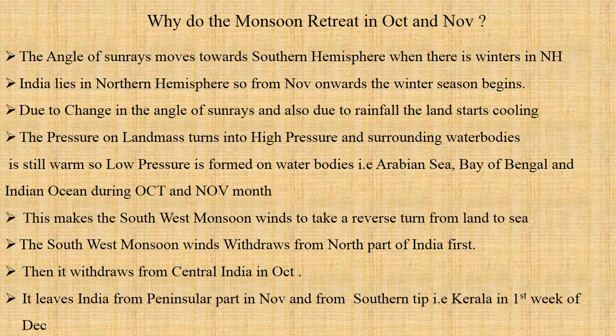The southwest monsoon winds withdraw first from the north part of our country. In our previous slide also we saw that the withdrawal is in September from the north, October from central India, November from peninsular India, and in December it leaves Kerala. So this is the way the monsoon retreats from our country. Let's go to the next slide.